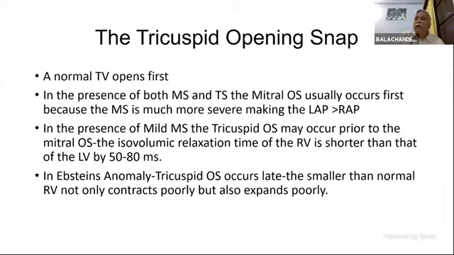But remember that the normal tricuspid valve opens first, but the tricuspid opening snap will occur later. And in Ebstein's anomaly, the tricuspid opening snap occurs late, not because of anything else, but because the RV contracts poorly and also expands very poorly. Next slide.